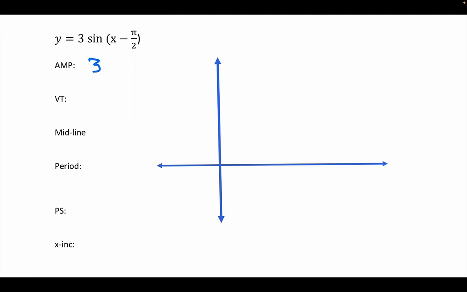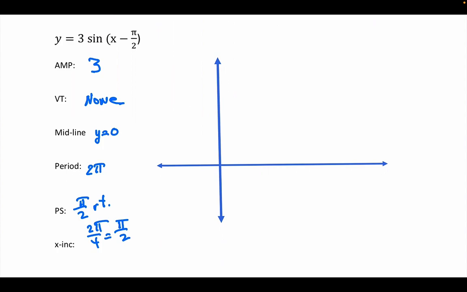Our amplitude here is 3. Vertical translation, there isn't any. The midline would be y equals 0 because there's no translation. The period is 2 pi because there isn't anything out in front of the x. The phase shift looks like we go pi halves to the right. And the x increment is going to be 2 pi divided by 4, which is pi halves.